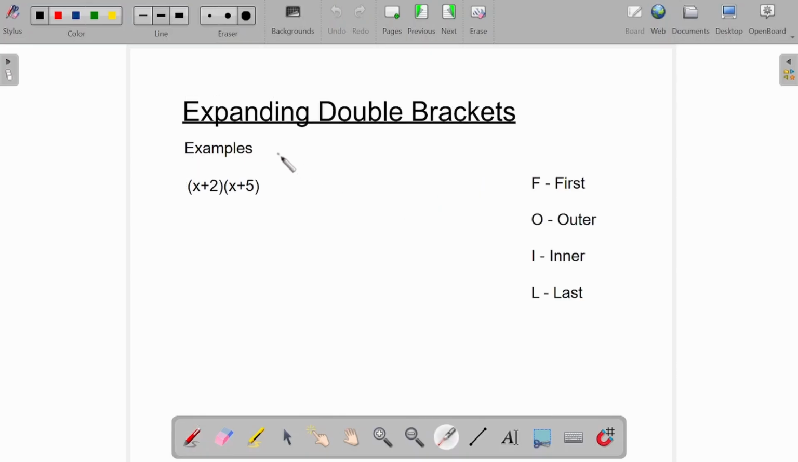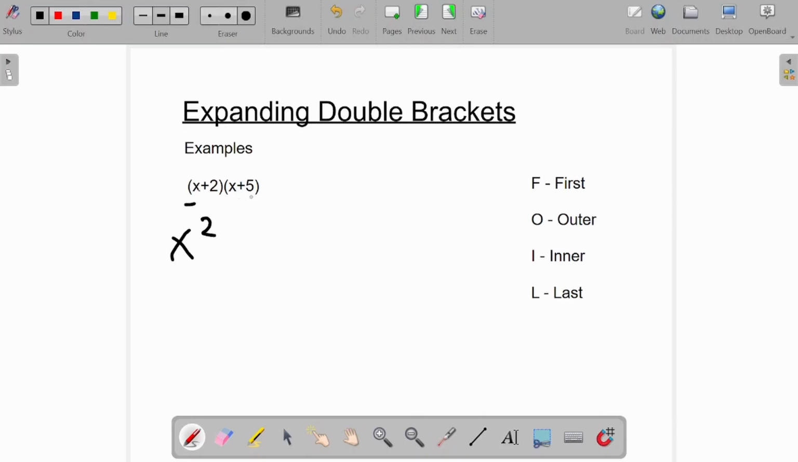So on this next one, we are expanding double brackets. That's where there are two brackets together. So for this one, there is a method called FOIL, where you multiply the first two numbers together, the outer terms together, the inner terms, and then the last terms. So it would be the first terms, that is x times x, which is x squared.